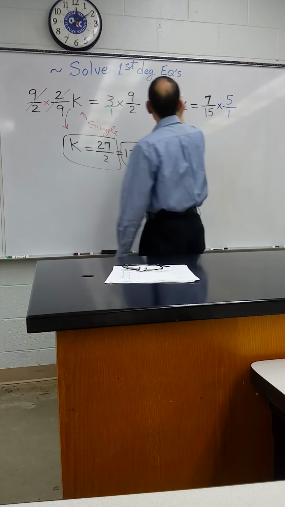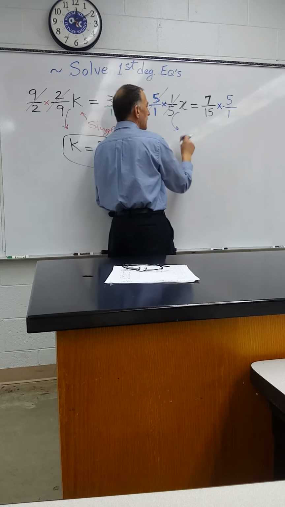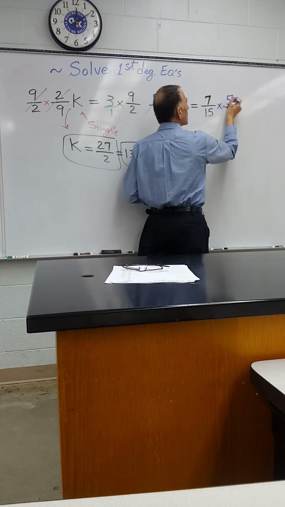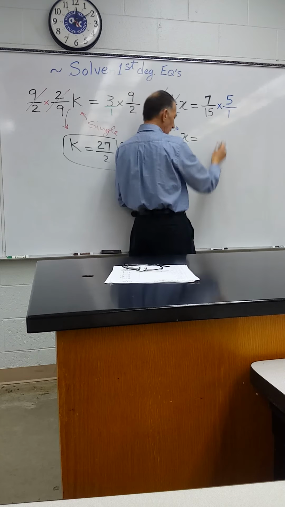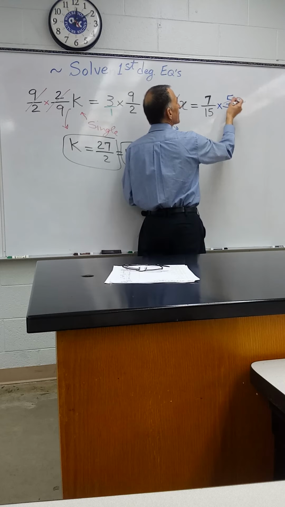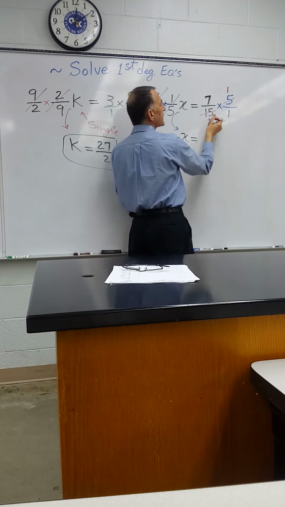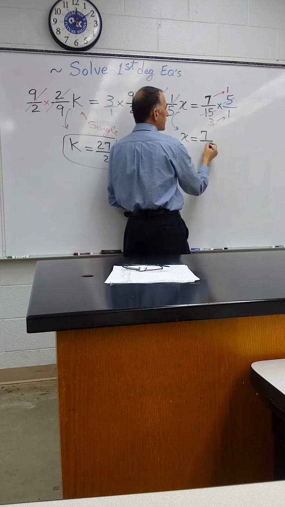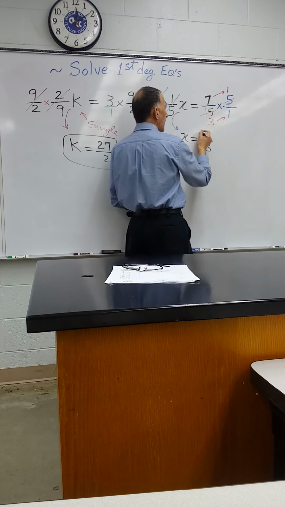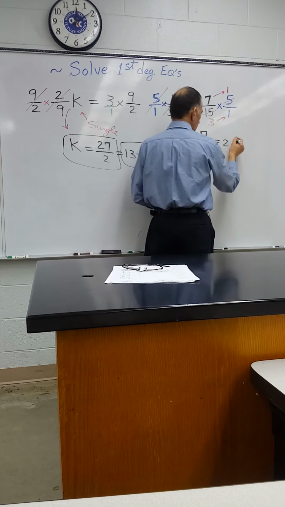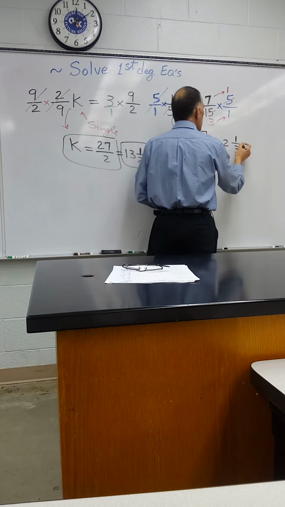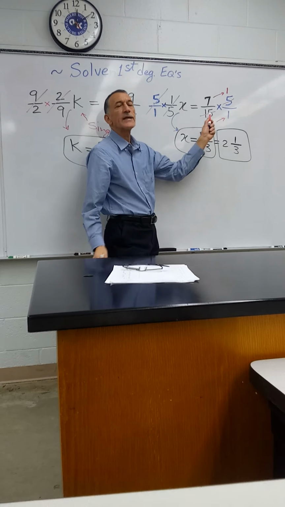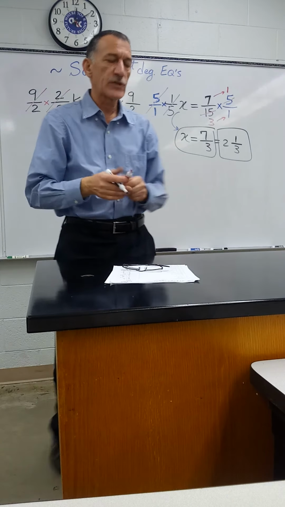This side is going to give you 1 times x, which comes out alone, and the other side you reduce. How do I reduce 7/15 times 5/1? Very simple. 5 goes into 5 one time, 5 goes into 15 three times, so now you have 7 times 1 over 3 times 1, so the final answer is 7/3. Alright? Which is 2 1/3. So both answers are correct, and there it is. You reduce the other side if it's a situation where you can reduce.